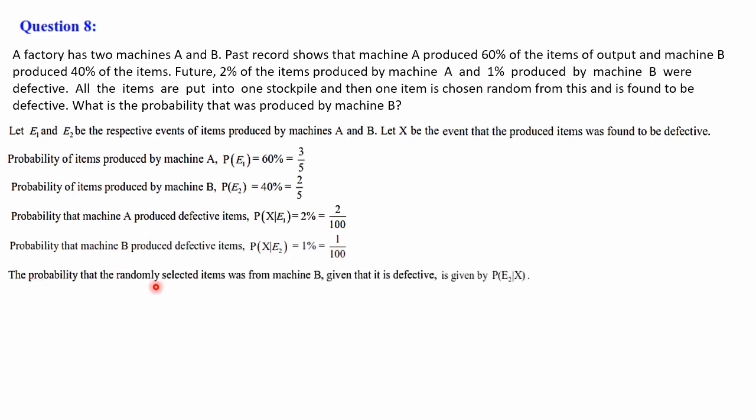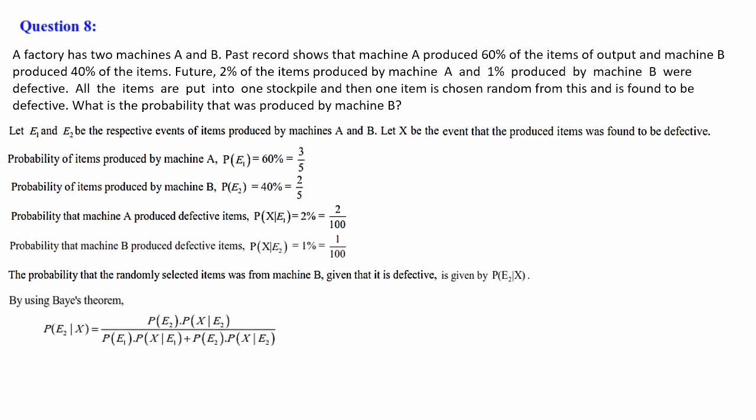Next, the probability that the randomly selected item was from mission B, given that it is defective, is what we have to calculate. All the items are put into one stockpile, and then one item is chosen at random from this and is found to be defective. The probability that it is from mission B is what we have to calculate. Mission B is taken as E2. So we have to calculate the probability of E2 given X.